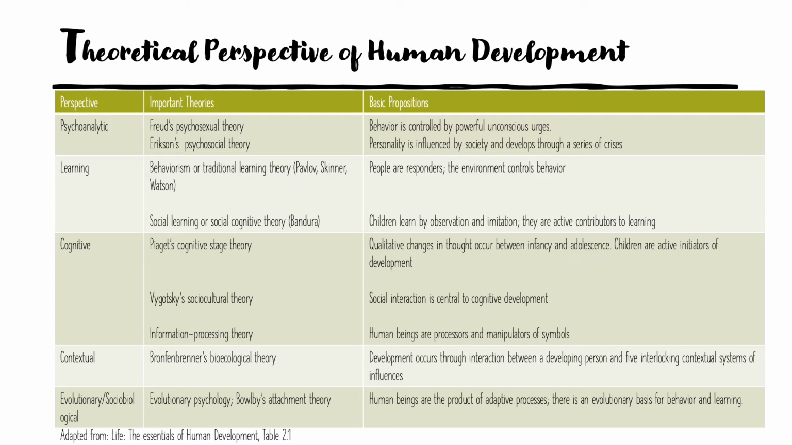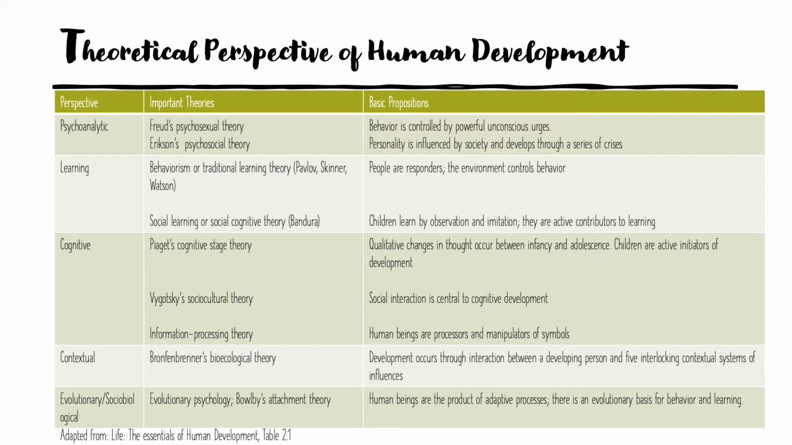One way to approach organizing the different theories is to use the five perspectives of psychoanalytic, learning, cognitive, contextual, and evolutionary. Within each of these perspectives, you can insert the relevant theorist. For example, psychoanalytic includes Freud's psychosexual theory and Erikson's psychosocial theory. Let's walk through this, and you can find this in your book in Table 2.1.